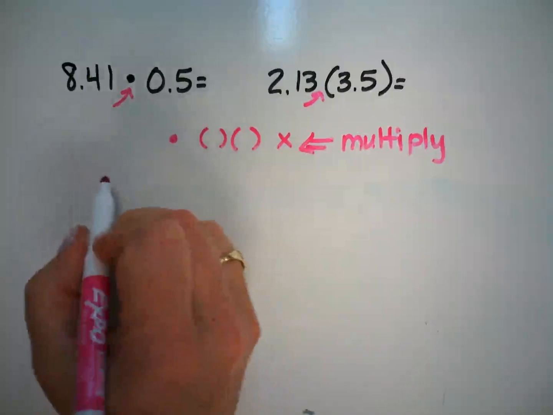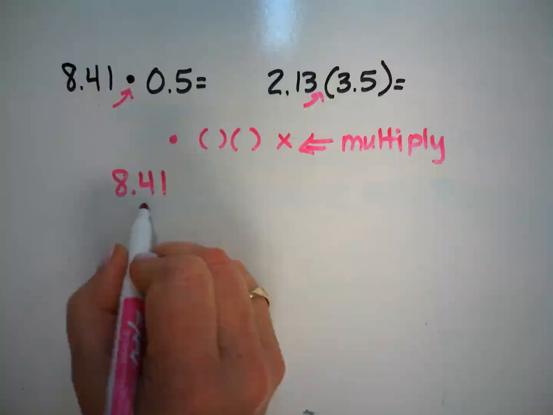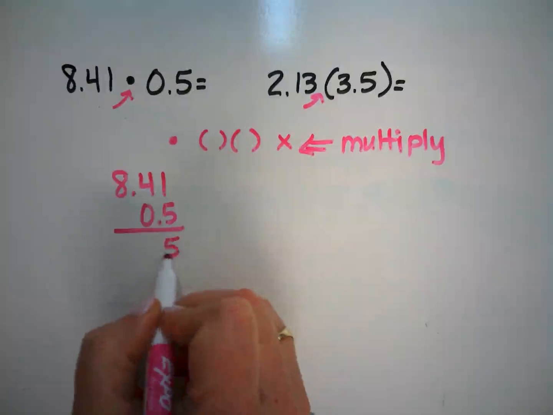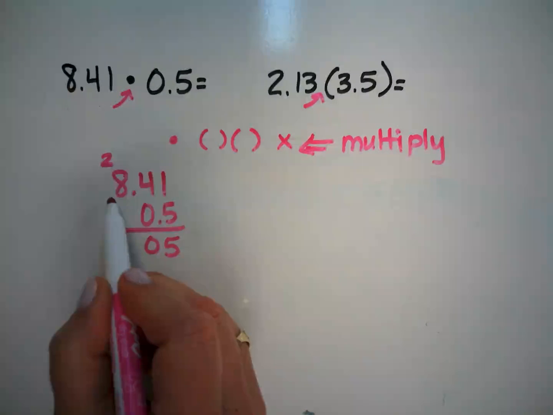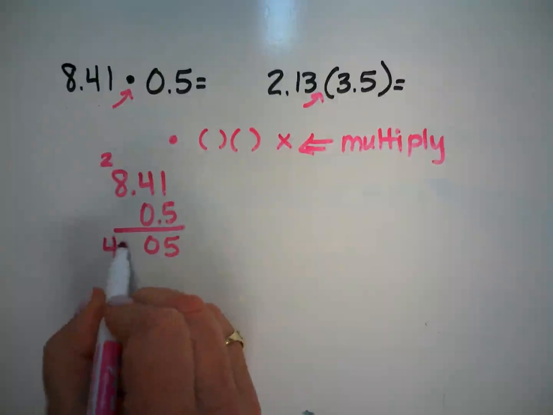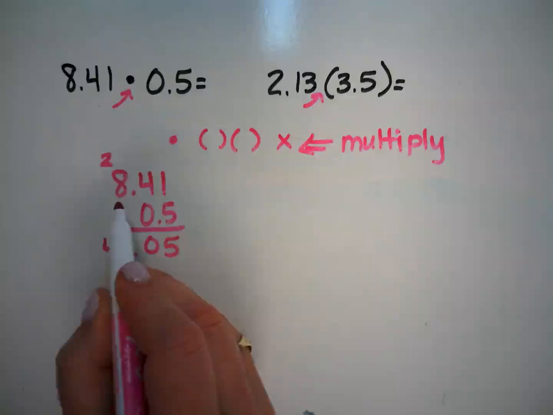So let's start with the first one. First of all, we're going to just write it as if there's no decimals in it. Okay? So notice I didn't line up decimals or do anything fancy. I just wrote them the way we would write any old multiplication problem. From there, all I do is multiply. So 5 times 1 is 5. 5 times 4 is 20. I carry up that 2. 5 times 8 is 40, plus the 2 makes 42. I do not need to go on to a second row because 0 times this is still 0.